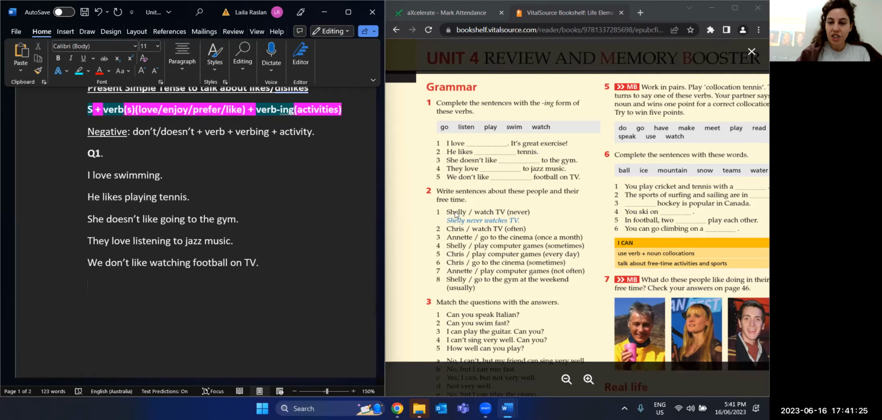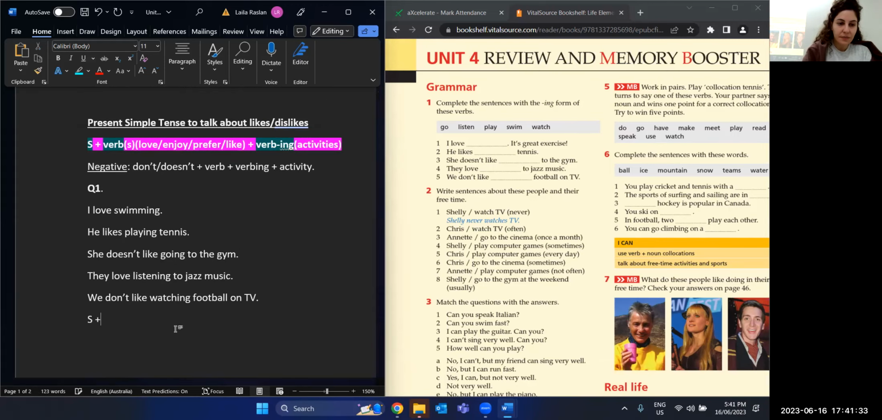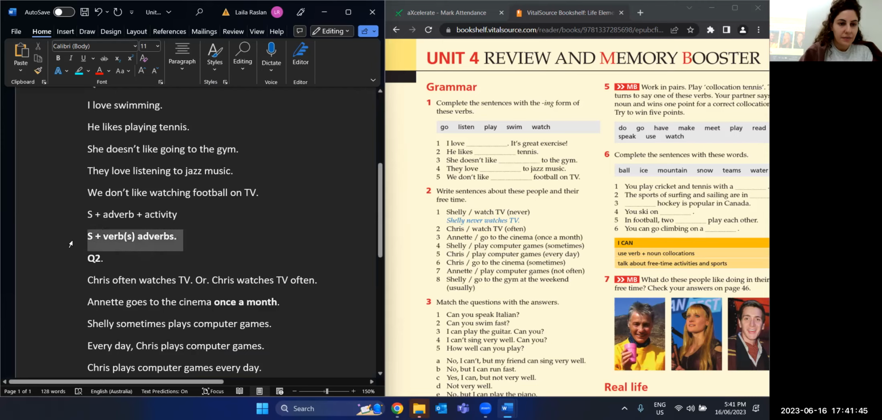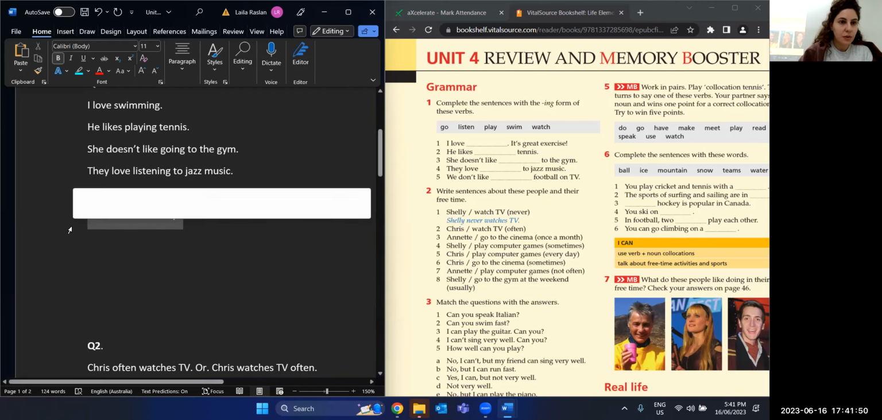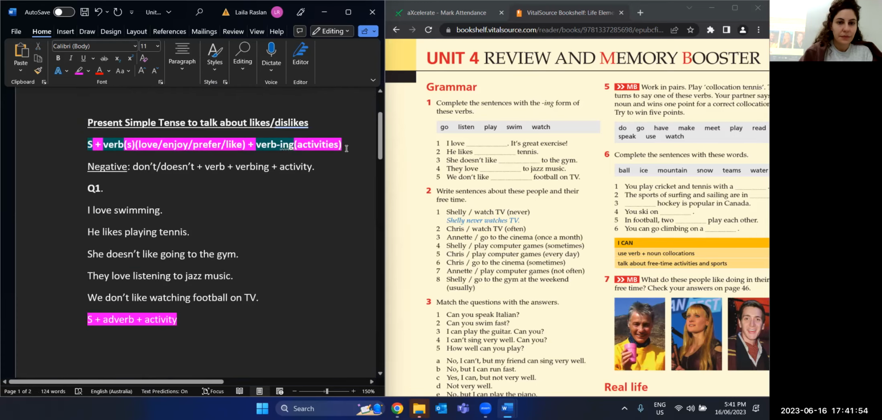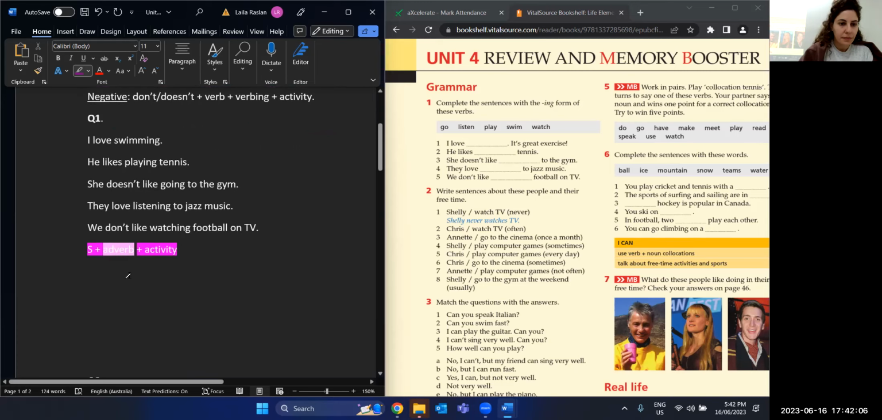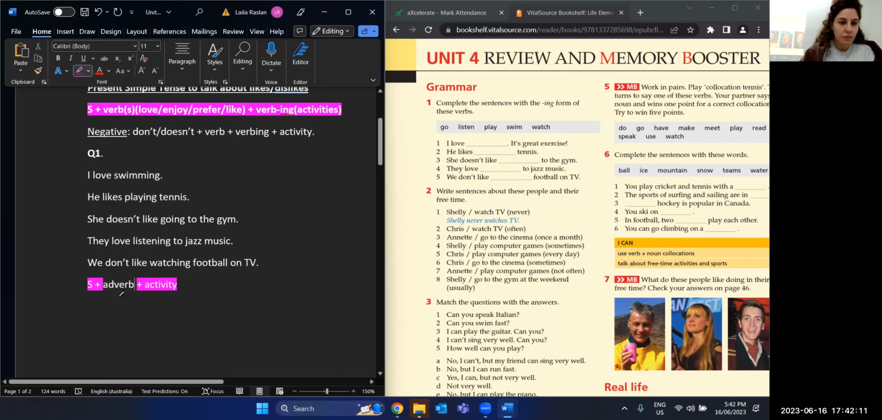And so if I look at the first one, Shelley, we have to use the adverb and then the activity. So this one is subject plus the adverb plus the activity. So this rule, we're just adding an adverb. That's the difference. So Shelley never watches TV.